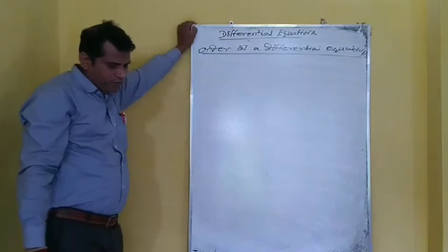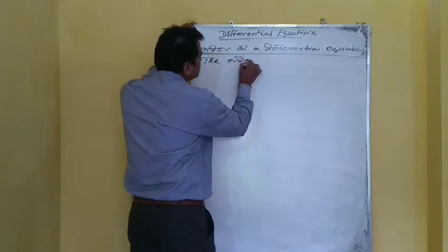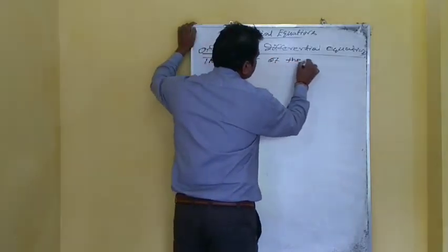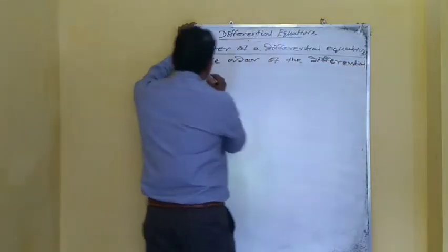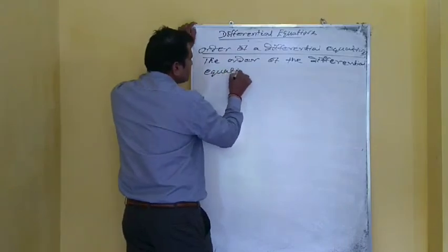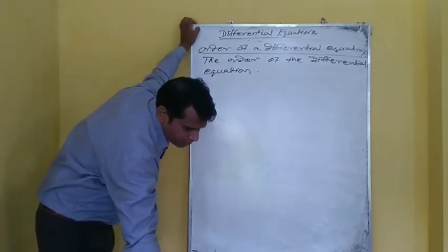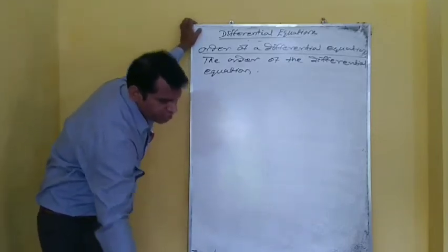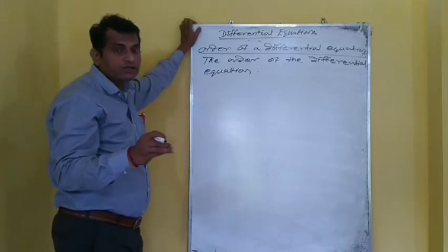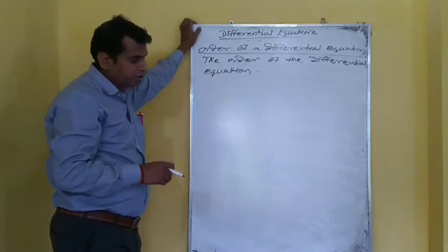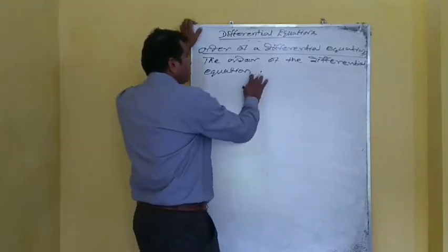The order of a differential equation is the order of the highest order derivative appearing in the equation, or present in the differential equation.